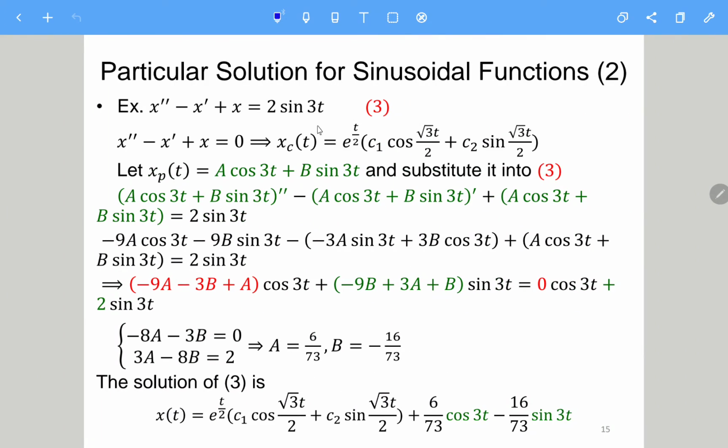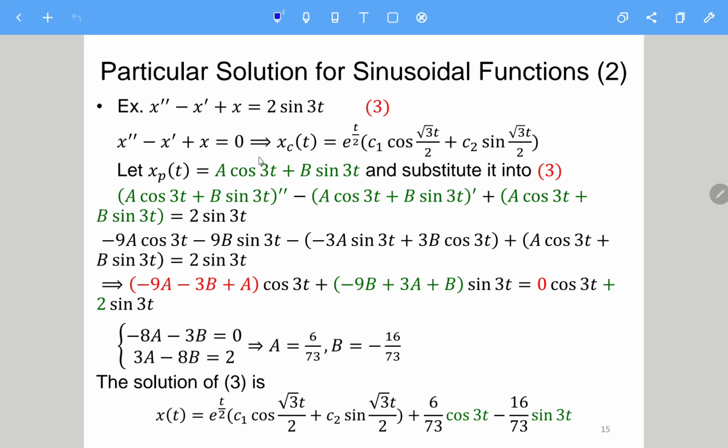Okay, so let's take a look at this sample problem. It says x double prime minus x prime plus x equals 2 sine of 3t. So the first step is to solve for the homogeneous equation, and then just go to the homogeneous solution. And then on the right side, it is sine of 3t. So we just assume the particular solution to be a times cosine of 3t plus b sine of 3t.